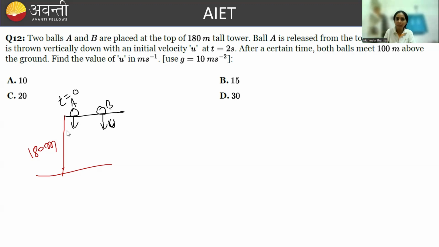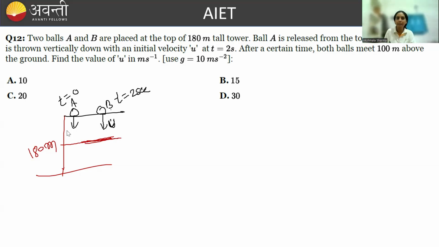And it is thrown at what time? t equal to 2 seconds, meaning 2 seconds later it is thrown. After a certain time, both the balls meet. They are meeting at a certain point. So suppose they are meeting at this point, at this height.